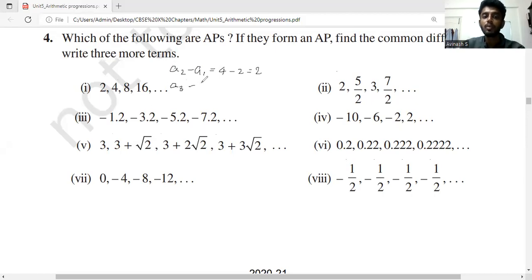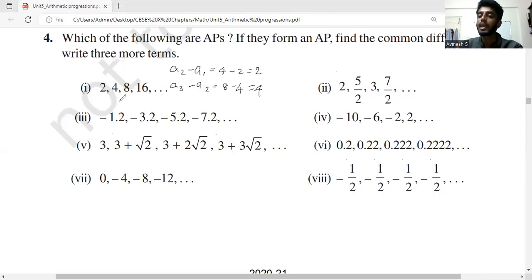A3 minus A2 will be 8 minus 4. This will be 4, and we stop here. We need not do 16 minus 8, because when we do the first two steps itself, we are able to see that the differences are not matching.